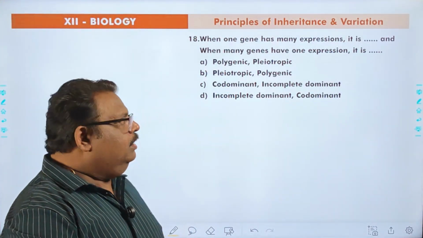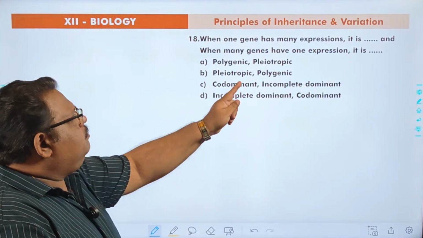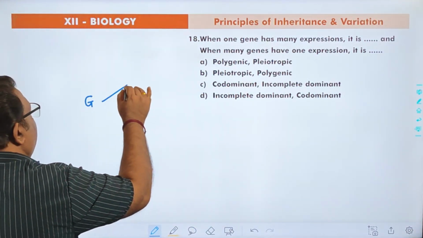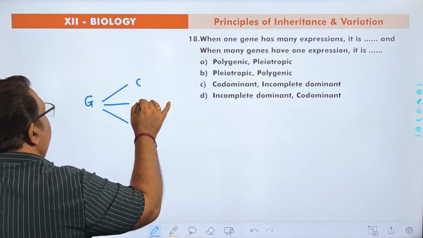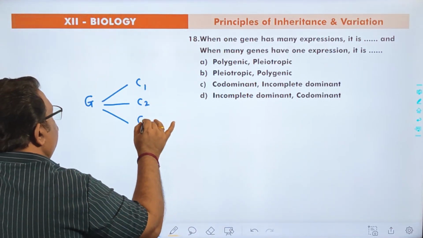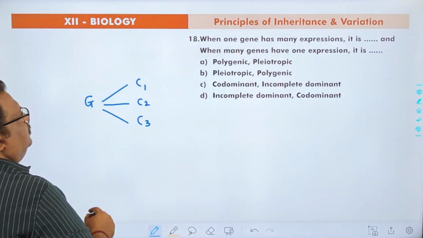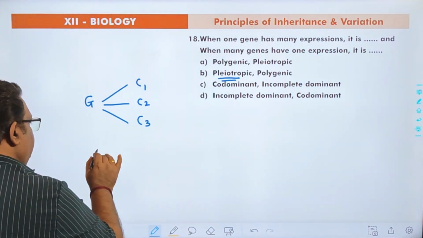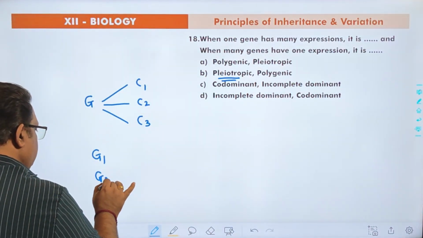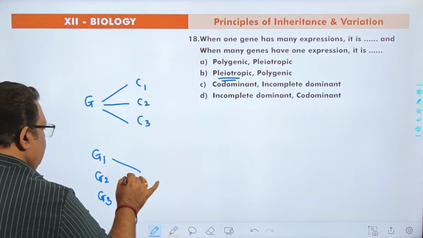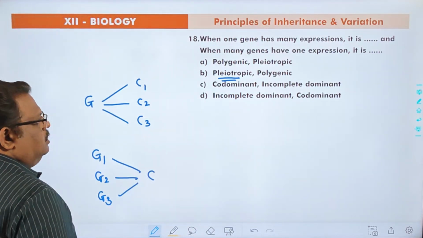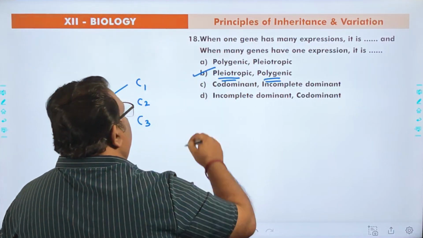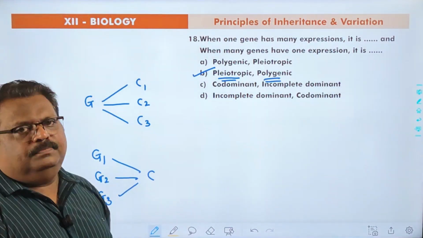Next, a direct question. When one gene has many expressions, that is, one gene controls more than one character, C1, C2, C3, the phenomenon is called pleiotropism. When many genes, gene 1, gene 2, gene 3, are controlling one character, the process is called polygenic interaction. It is called polygenic. So the answer is B, pleiotropism and polygenic.